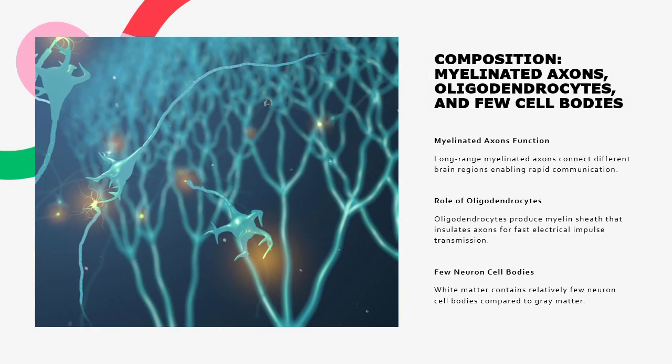White matter is primarily composed of long-range myelinated axons that connect different brain regions. Oligodendrocytes produce the myelin sheath that insulates these axons, allowing fast electrical impulses. Few neuron cell bodies are present here. And remember, oligodendrocytes make the myelin in the central nervous system. Schwann cells are the ones that make myelin in the peripheral nervous system.